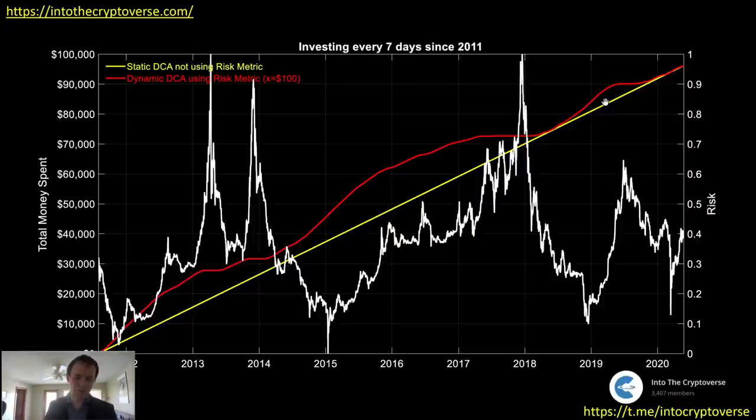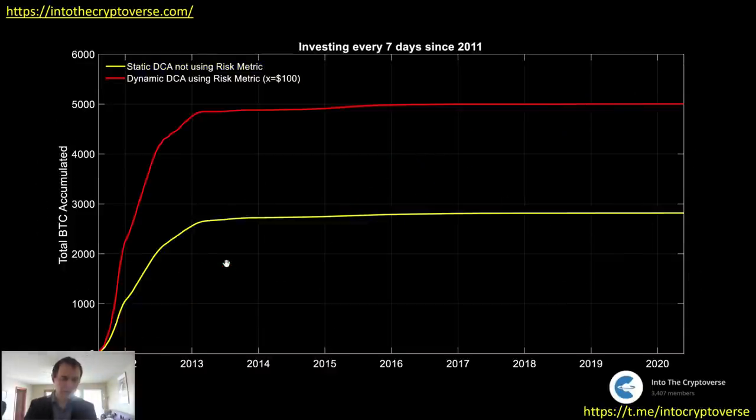First, I just want to overlay the risk metric so you can see the dynamic DCA is going sideways during this time because, as I said, when the risk is above 0.5, no money is going in. So this is the total amount of Bitcoin you would have accumulated since 2011 if your X value, so I should say this, if X is 100.